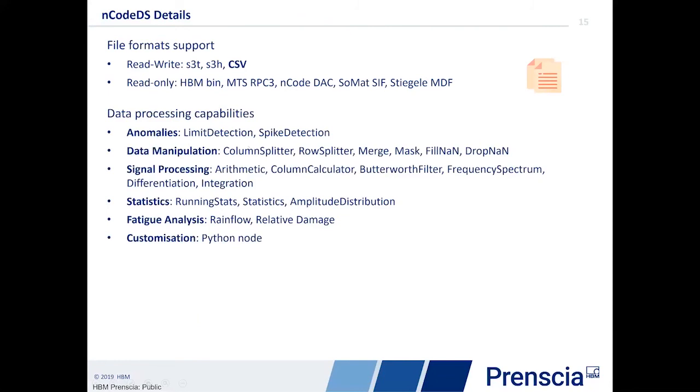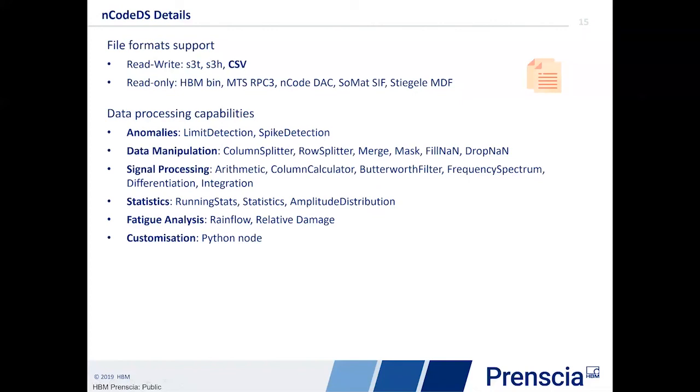In terms of processing now, let's start with the anomalies. We've got limit detection, so every time your sensor goes in saturation, for instance, spike detection, and in terms of manipulation, we can correct for those anomalies using the mask, the fill nan, the drop nan nodes. We've got a column splitter to separate the various columns and do separate analysis on those, a row splitter based on a condition.